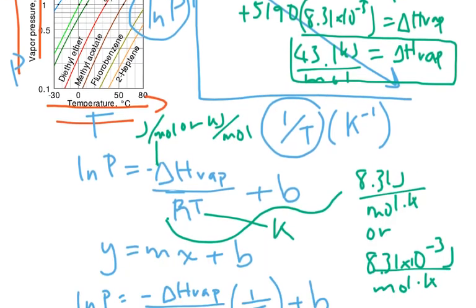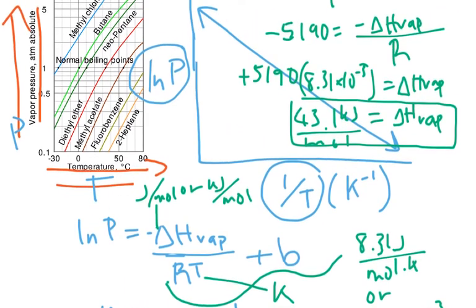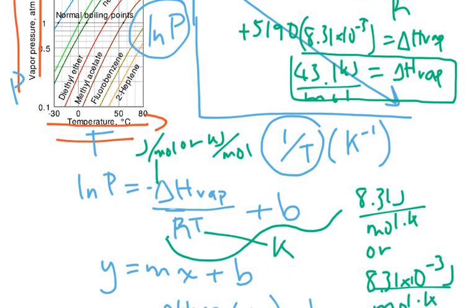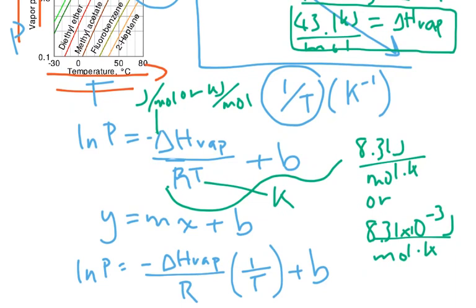So scientists went a little deeper, and they actually found the equation for the line. The equation for the line was found to be ln of P is equal to negative delta H of vaporization over RT plus a constant B. Now, what do these variables mean? Well, T is temperature in Kelvin.